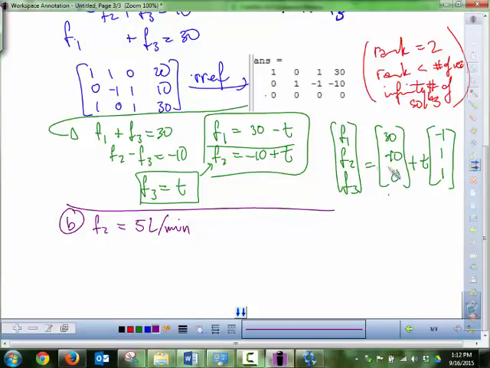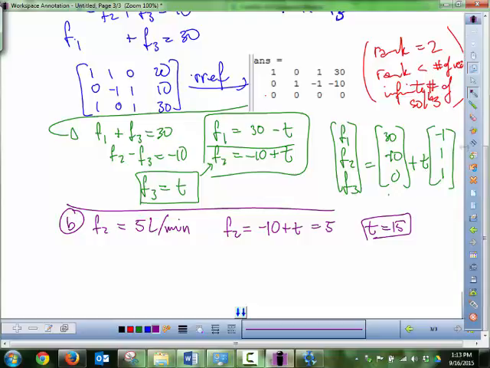So what we want to do is isolate F2 here. F2, according to our solution, is minus 10 plus T. And we want to set that equal to 5 liters per minute and solve for T. Whatever value for T we get, we'll put it back into this and then solve for F1 and F3. So T is 15. When t is equal to 15, t, by the way, is not necessarily time. That's just a parameter. So let's put 15 in for t.